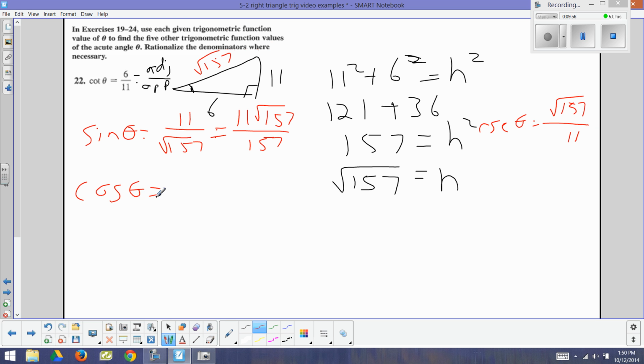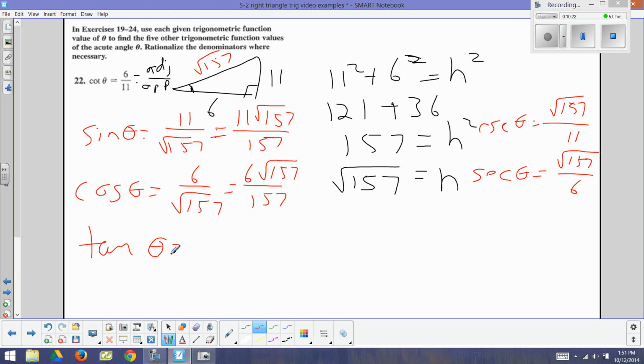Cosine of theta is equal to the adjacent over the hypotenuse, which ends up to be 6 radical 157 over 157. The secant of my angle is equal to radical 157 over 6. It's a reciprocal of cosine. Cotangent is 6 over 11, so tangent is a reciprocal, 11 over 6.